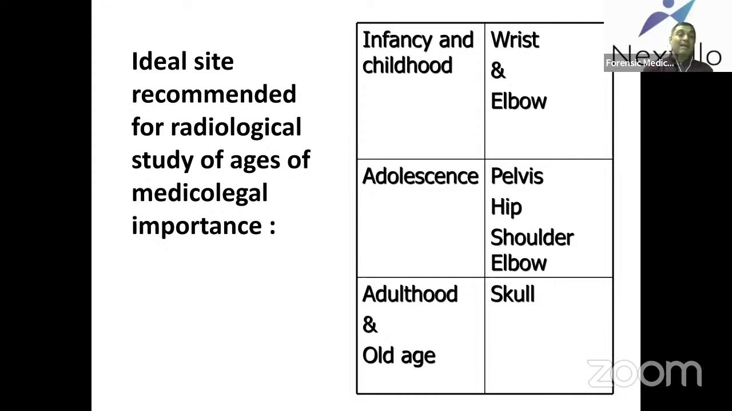Okay, friends, in adulthood and old age, the more common site is the skull, because we have sutures in the skull which must be fused at a particular time. So we have to understand when the skull sutures are fused, and accordingly you can give your opinion of the age of the person. So these are the very important ideal sites recommended for the radiological study of age of medicolegal importance.